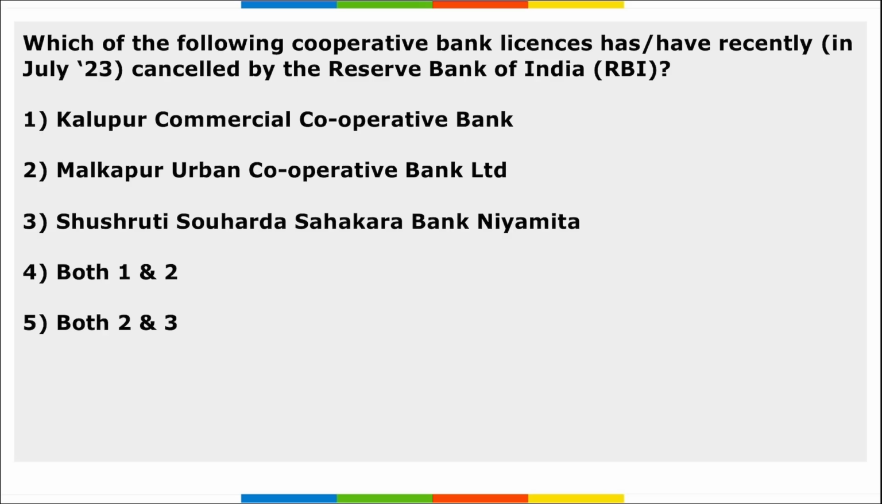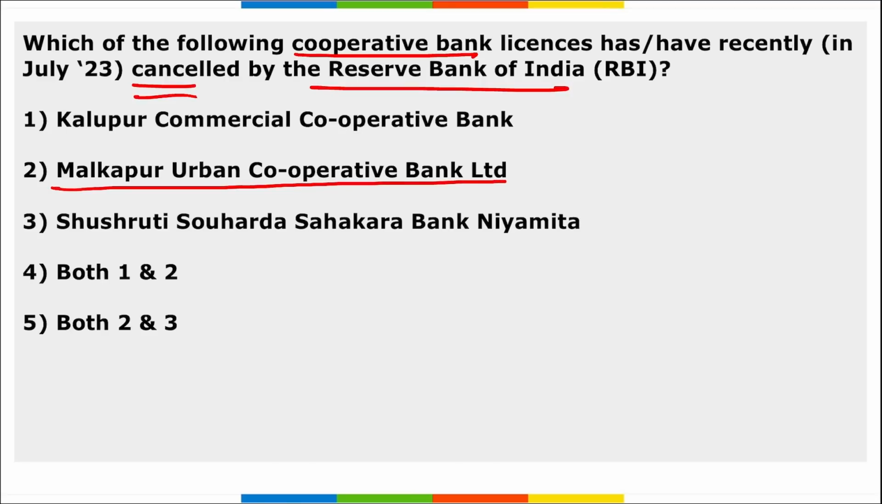Correct? Next, which among the following cooperative bank licenses have recently been cancelled by RBI? So RBI recently cancelled the license of two cooperative banks, that is Malkapur Urban Cooperative Bank Limited and Shrusti Sahakari Bank Niyamita. So bank licenses of these two banks have been recently cancelled by RBI. What was the reason? These two cooperative banks ceased to carry on the banking business under section 5B read with section 56 of the Banking Regulation Act of 1949.